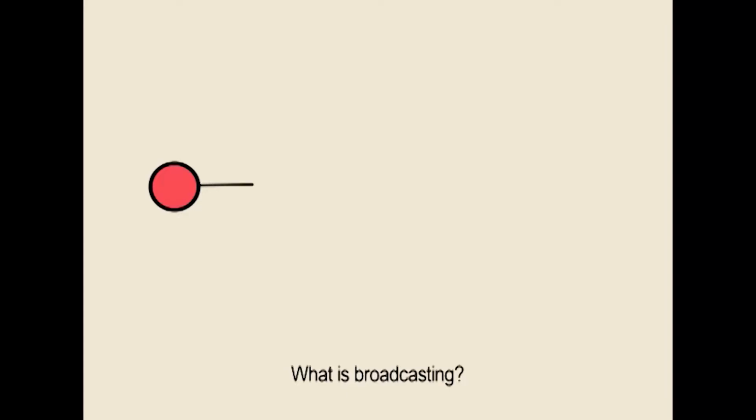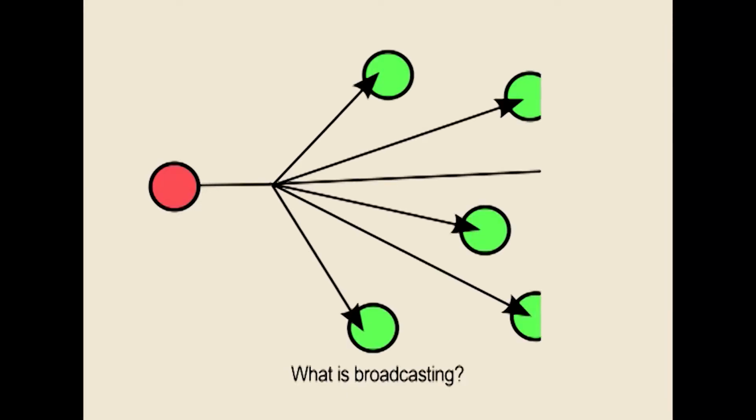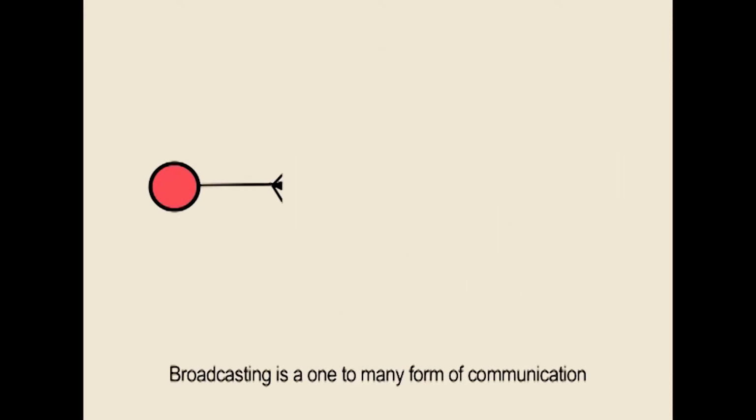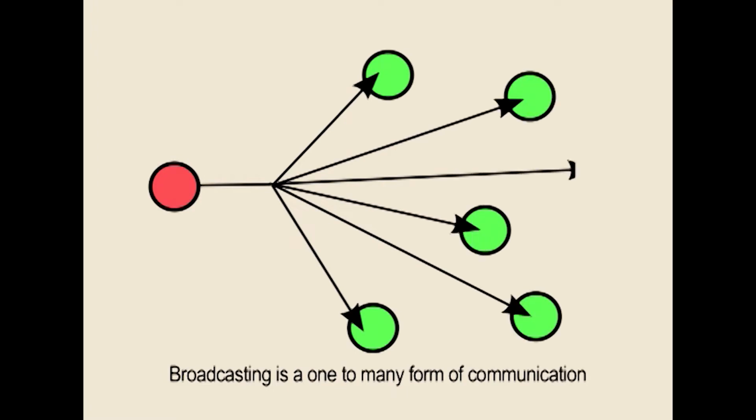Now, what is broadcasting? If I ask you the question, what is broadcasting? The answer would be that broadcasting is when a message is given out from one particular center and it is received simultaneously by hundreds or maybe thousands of receivers located at geographically different locations. That is essentially what broadcasting is.